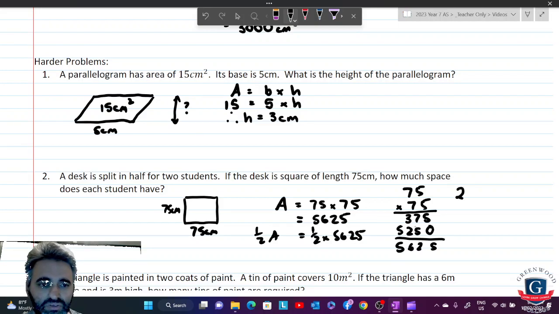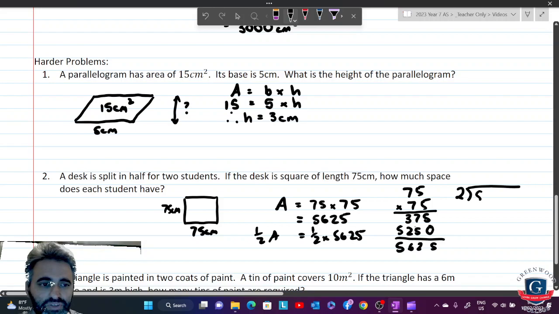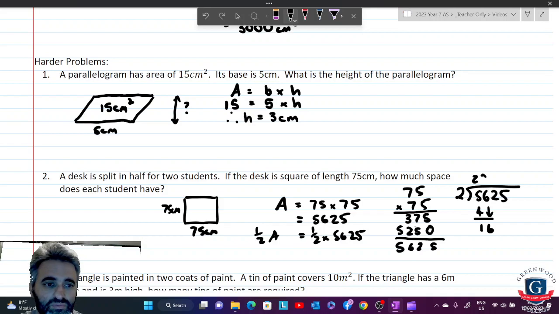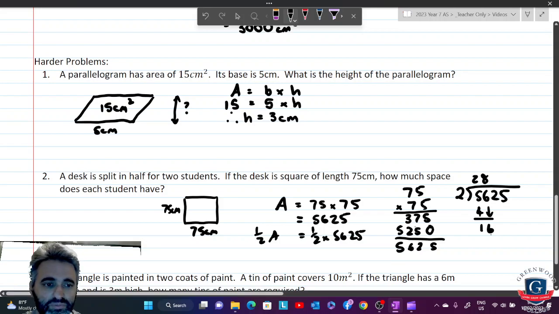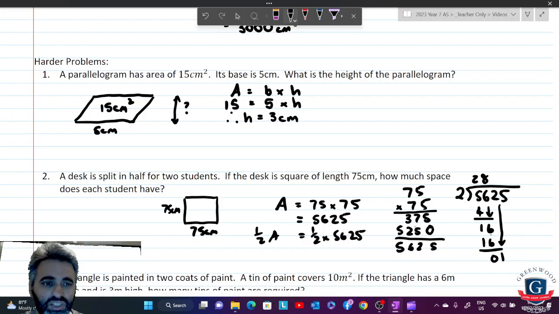So half. We'll divide 2 into 5625. 2 into 5 goes twice. Bring down the 6. 2 into 16 goes 8 times. Remainder 0. Bring down the 2. That goes in once. Bring down a 2, shouldn't I? Subtract.